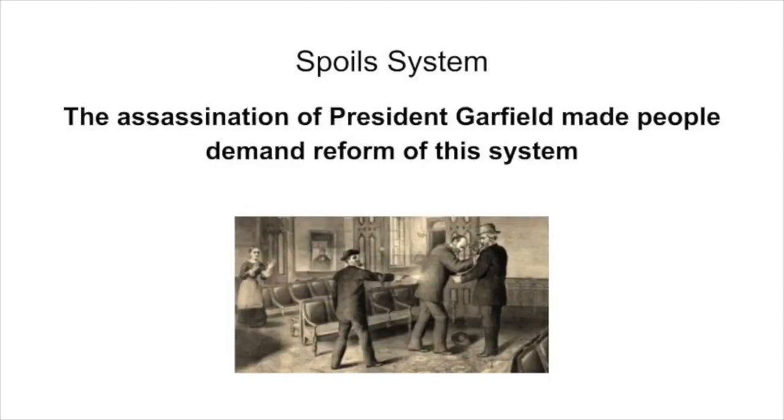The assassination of President Garfield made people demand reform. Garfield was shot by someone frustrated with the spoils system. He couldn't get hired, and he reasoned that he would be more likely to get hired if the vice president, Chester Arthur, was president. So he shot Garfield. He didn't get the job.